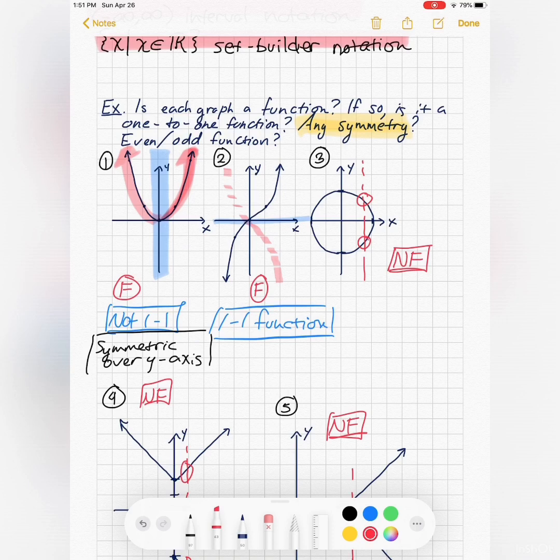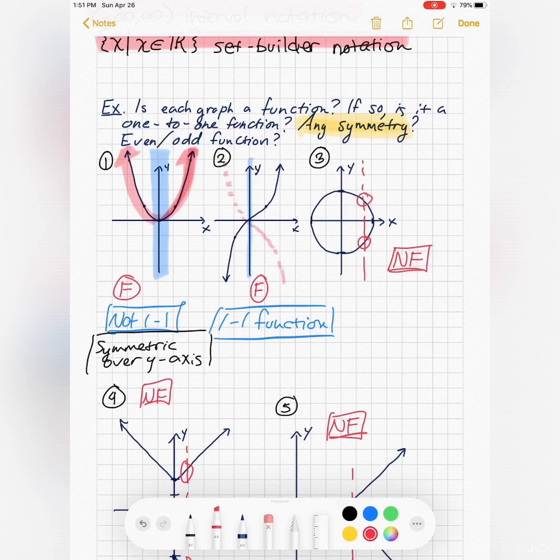However, there's one other type of symmetry we look at, which is symmetry over the origin. So that means we would fold twice. Okay, so this is a little harder to visualize. So I would take the graph, I would pick an axis, doesn't matter which one. Say I pick the y-axis. I fold the graph over the y-axis. Here's what I get, right?